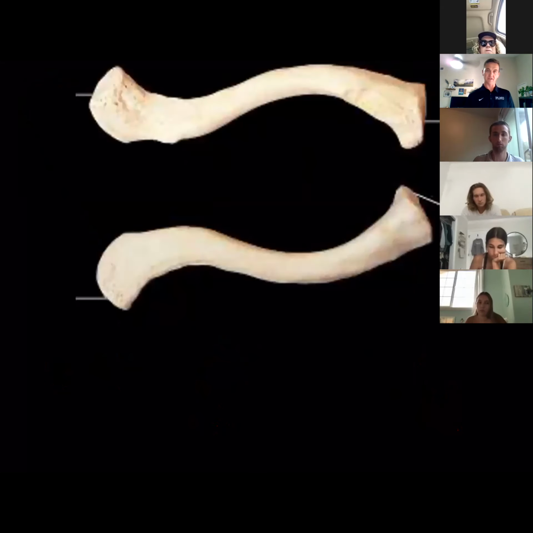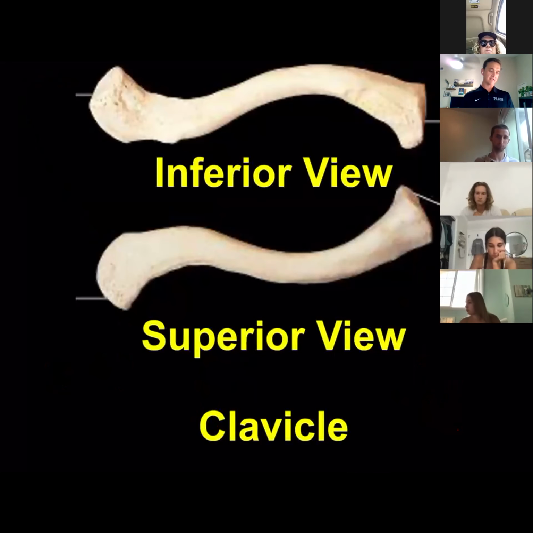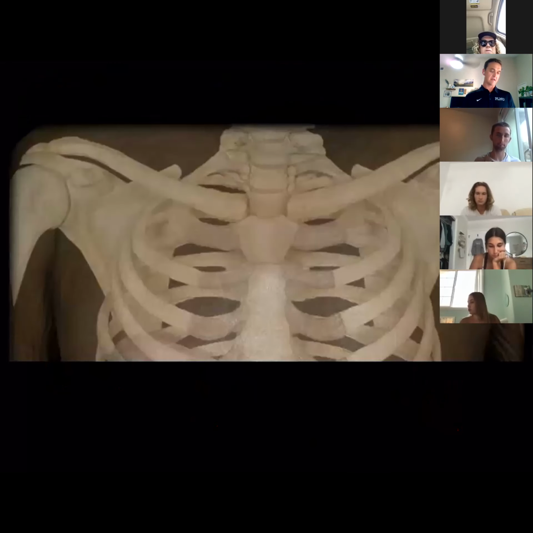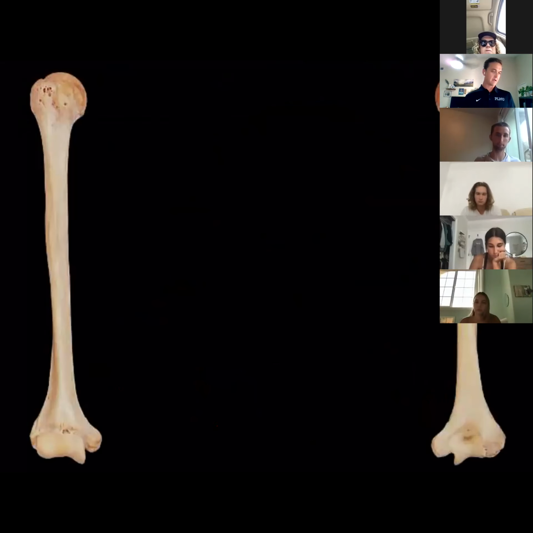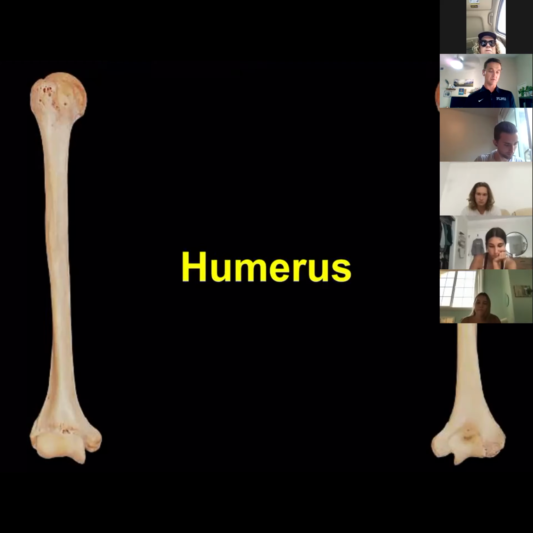All right, what bone's this? Yell it out. Clavicle. Good. You don't need to know right or left on this guy, but it is the most broken bone in the body. Okay, sits like that. This bone is the humerus. This is another one you need to know right or left on.